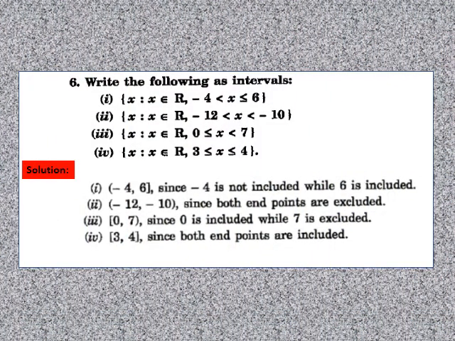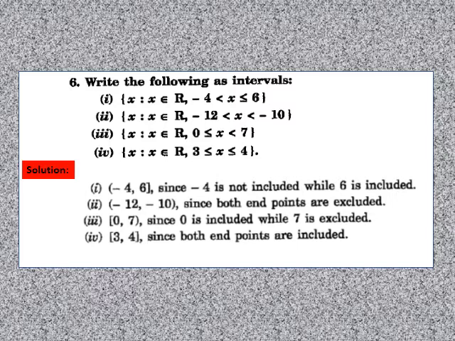Moving to question 6. Write the following as intervals. I have told you about different types of interval: open interval, closed interval, open and closed from different ends. So this is the sum related to that. I have solved all the parts for you. Now the first one is minus 4 less than x less or equal to 6. It means minus 4 is open and 6 is closed. It is very simple. Open minus 4 and closed 6, since minus 4 is not included and 6 is included.